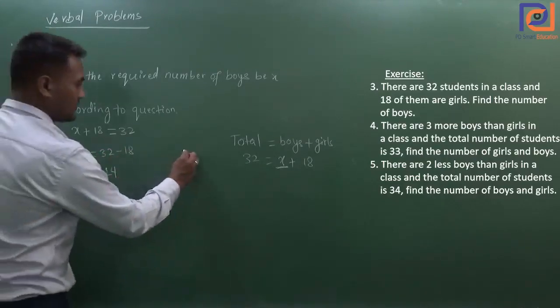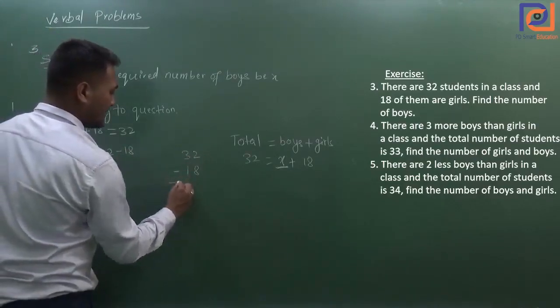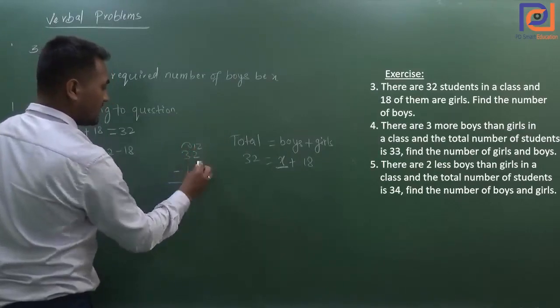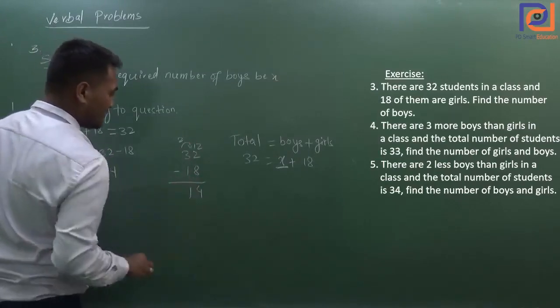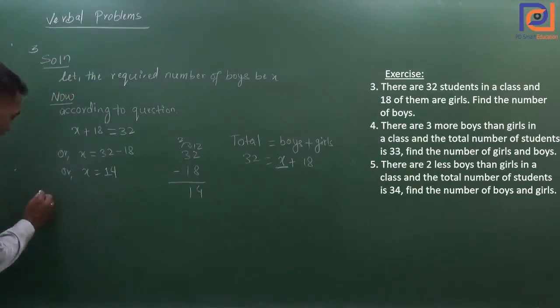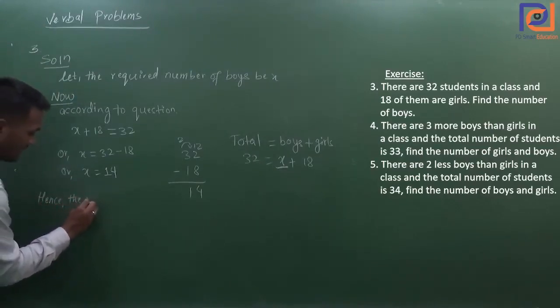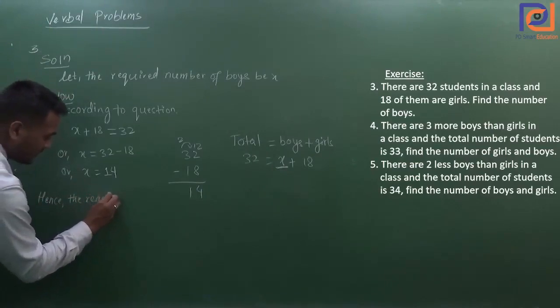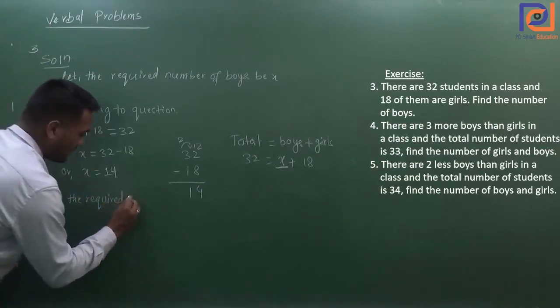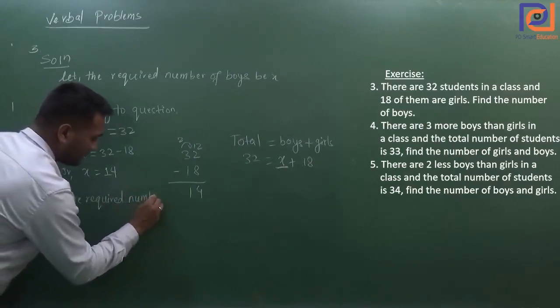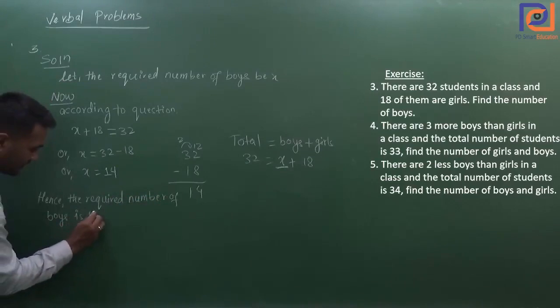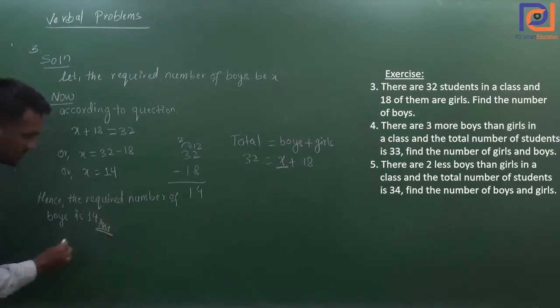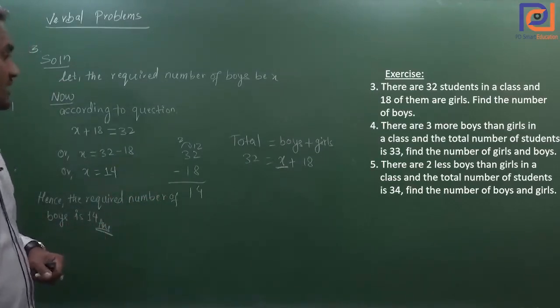14. See, you can do it like this also. Minus, that means there is carry 1. So 12 will be, so there will be 4. There is 2 remaining. So 2 minus 1 is 1. So it's a 14. So hence the required number of boys is 14. This is your answer. Finished. So you can do it in this way.